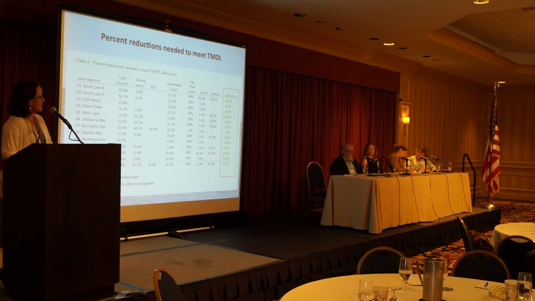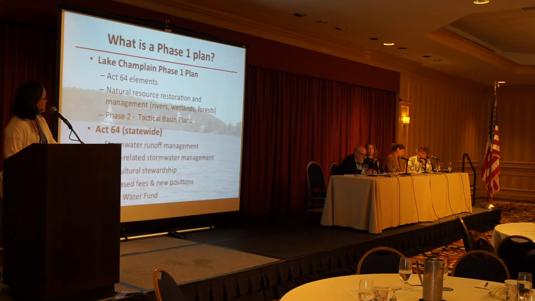So these are some really significant numbers, and then they also vary depending on what lake segment. Perhaps the most challenging numbers are in segment number 12, which is the Missisquoi Bay segment, where we see ag reductions on the order of 83%, stream reductions of 65%, and wastewater reductions of over 50%. So these are going to be very challenging objectives to achieve.